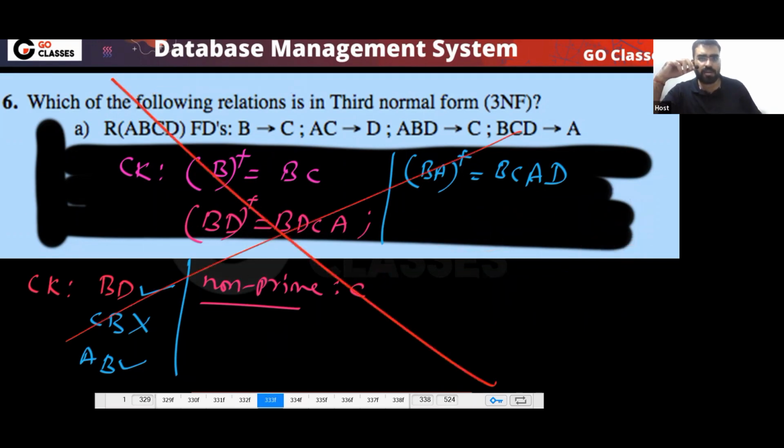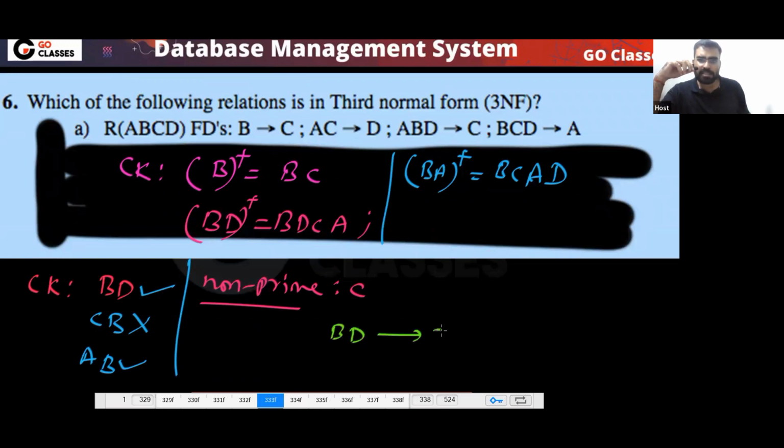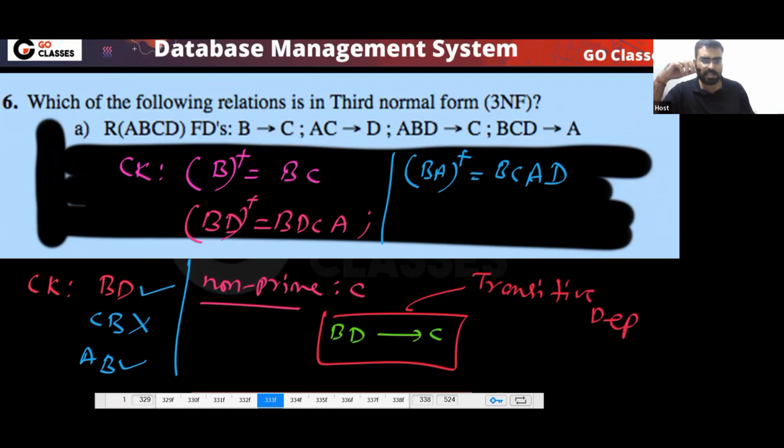Now you can notice there is a transitive dependency, because I can say that BD determines C. This is a transitive dependency. You can clearly see this is a transitive dependency, where this is a candidate key and this is a non-prime attribute.